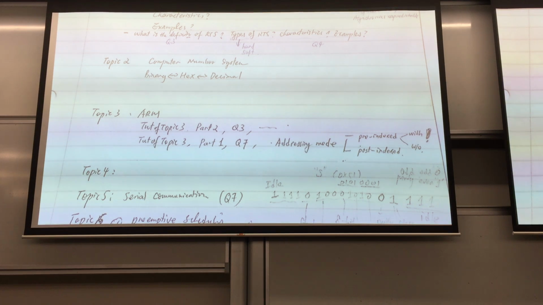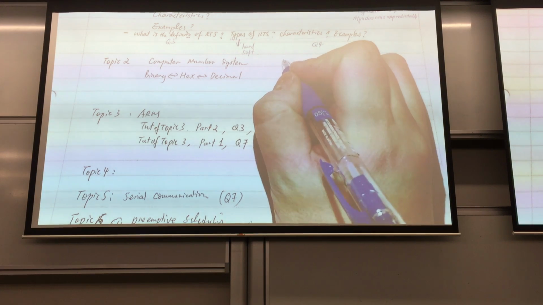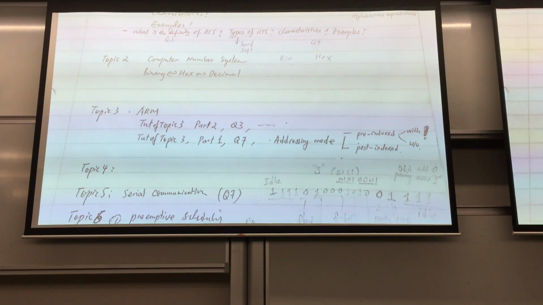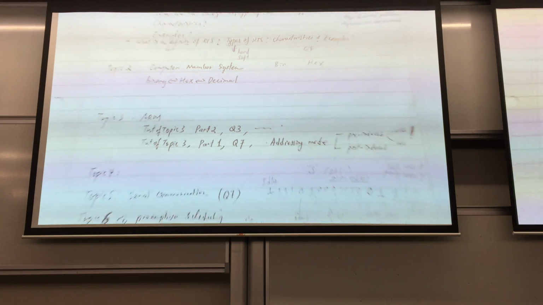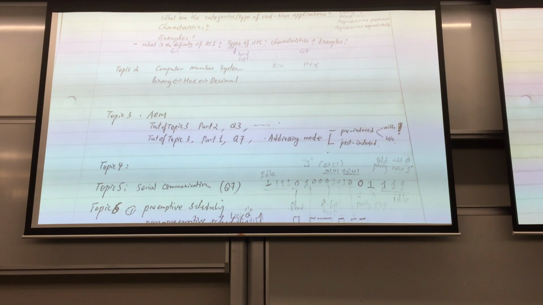So topic 2 is, I think what you need to do before you start is write a hex to binary table by yourself beside you. It's very handy, so you know how to write that. You know this is binary, and this is hex.